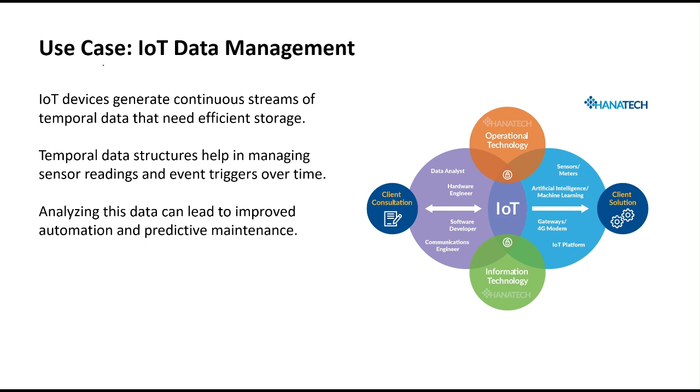The use of temporal data structures in IoT database management systems. IoT devices generate continuous streaming of temporal data that needs efficient storage. Temporal data structures help in managing sensor readings and event triggers over time. Analyzing this data can lead to improved automation and predictive maintenance. This IoT data management helps scientists and researchers.